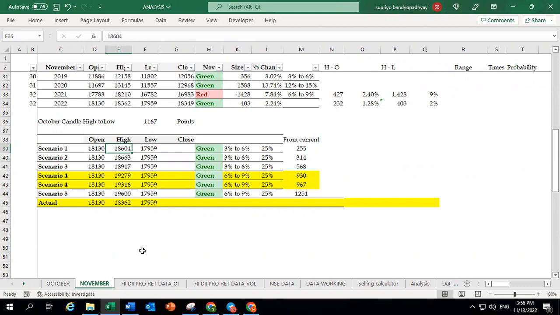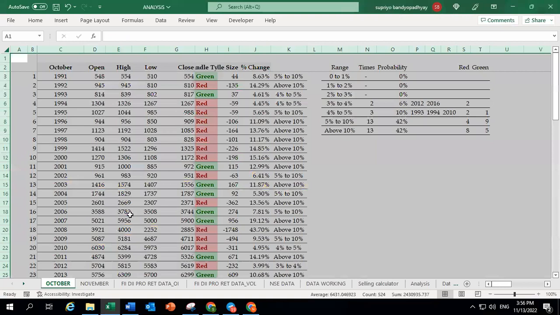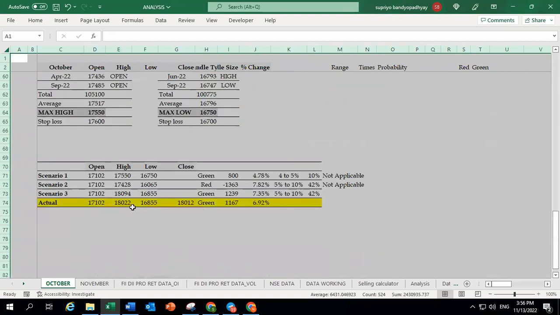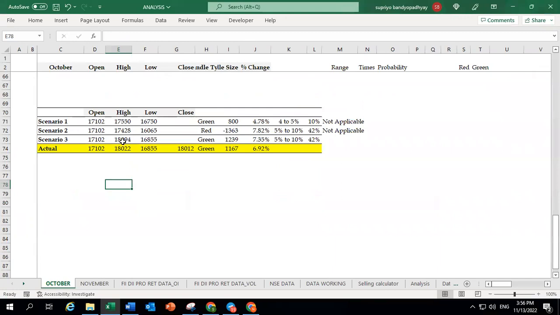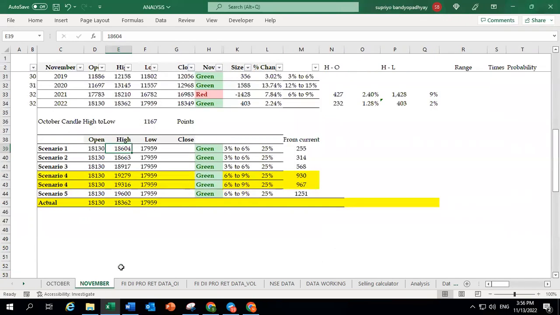So that's all from my side, friends, on the monthly analysis. Let's see how things pan out. I'll keep updating this on a periodic basis. Let's see what happened in the month of October. How did my analysis go? For October, my projection was scenario 3, 18094, and we ended at 18022. So I was more or less correct. Let's see what happens in November. I'm projecting as of now that if we cross 18604, by Monday or Tuesday, then I'm looking for 19279 going forward, above 19,000.